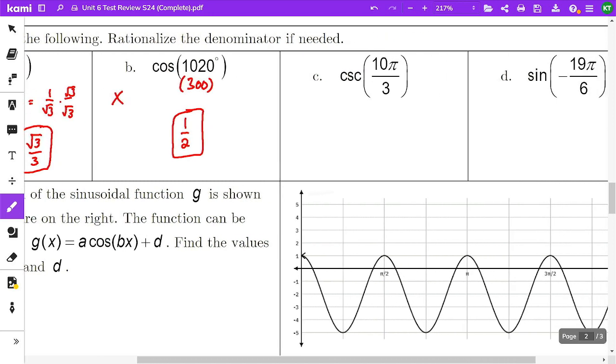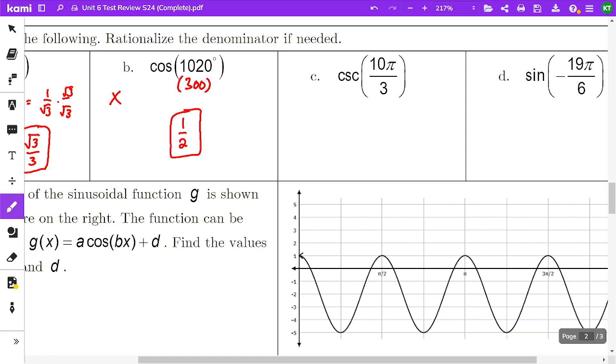Cosecant, that's the same thing as 1 over our sine. So that's the same thing as 1 over our y. And I want to go ahead again and get a coterminal angle to 10 pi over 3. I can get that by subtracting 6 pi over 3, which is the same thing as subtracting 2 pi. And that would leave me with 4 pi over 3. So 1 over our y value at 4 pi over 3. At 4 pi over 3, our y value there is negative root 3 over 2.